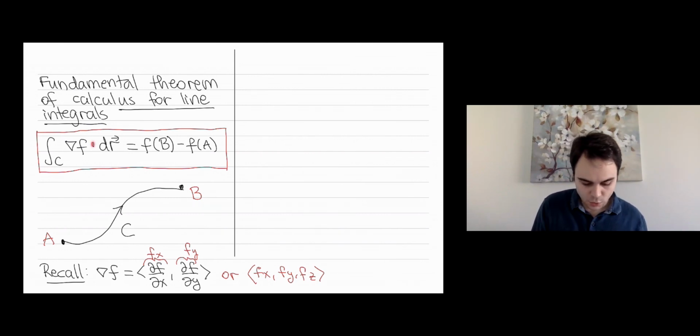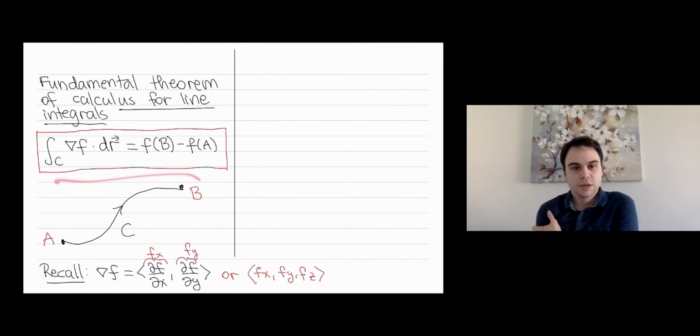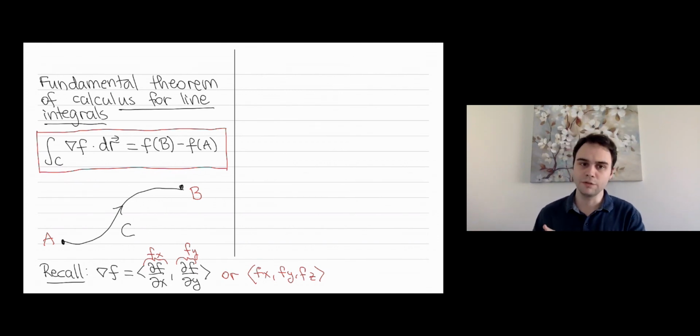So if I know a vector field is the gradient of a function, I can always exploit this theorem to compute integrals really easily. It's not true that every vector field is the gradient of a function. We'll see that in a moment, but when we do know that, then this theorem is our best friend.